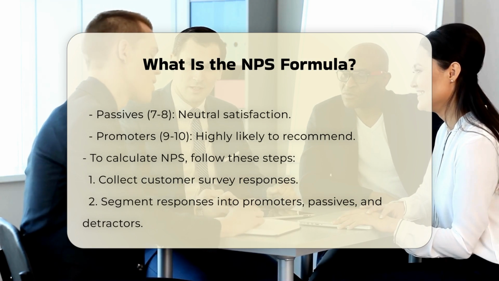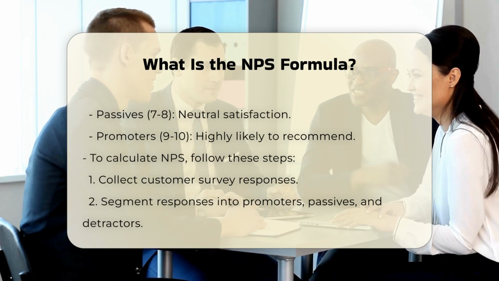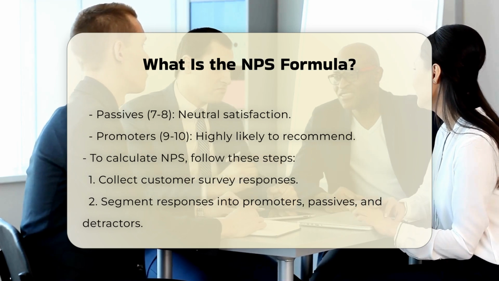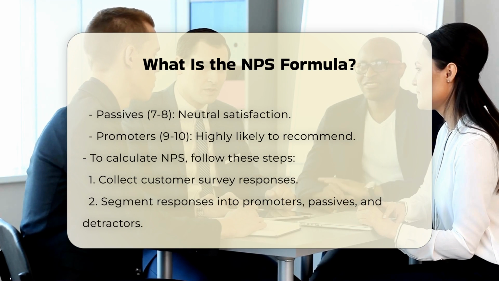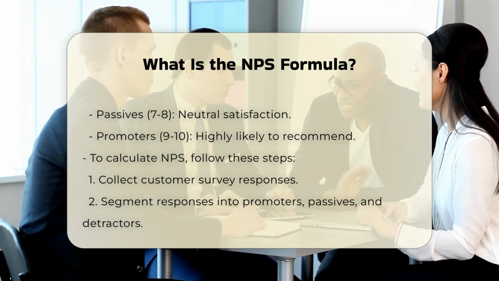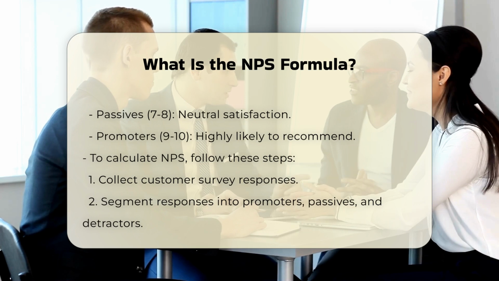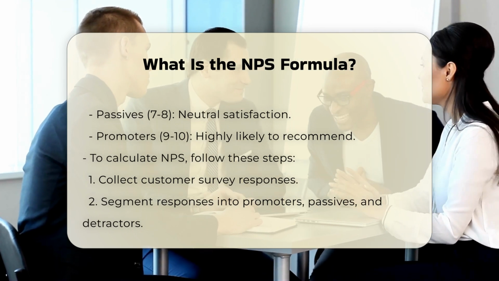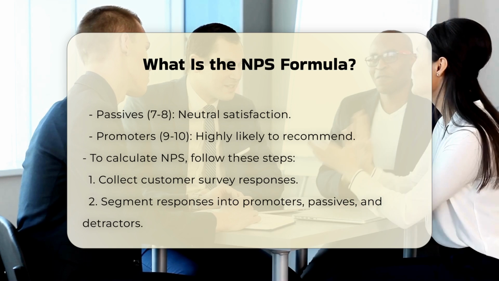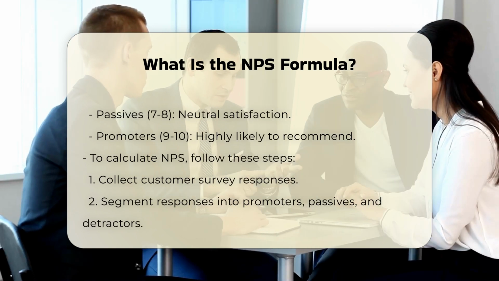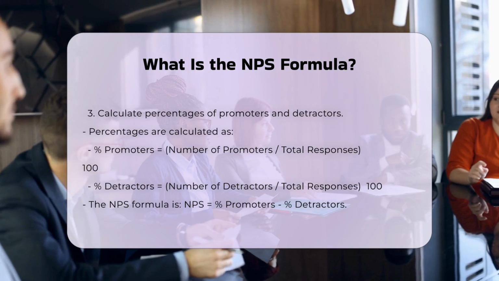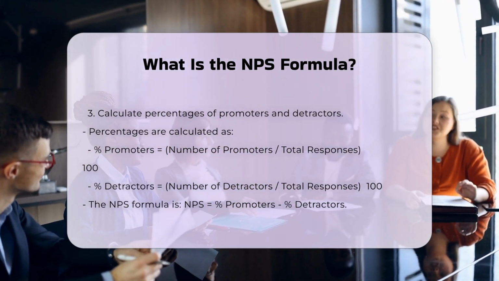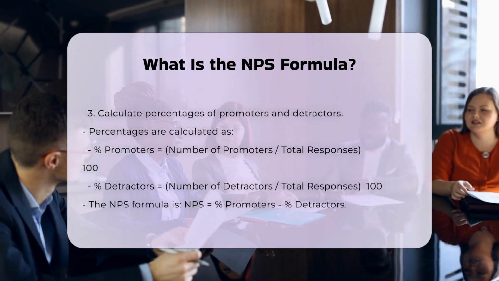Calculating NPS. To calculate the NPS, you need to follow these steps. 1. Collect responses. Gather the scores from your customer surveys. 2. Segment responses. Separate the scores into the three groups: promoters, passives, and detractors. 3. Calculate percentages. Calculate the percentage of promoters and detractors relative to the total number of responses. Percent promoters equals number of promoters divided by total number of responses, times 100. Percent detractors equals number of detractors divided by total number of responses, times 100.